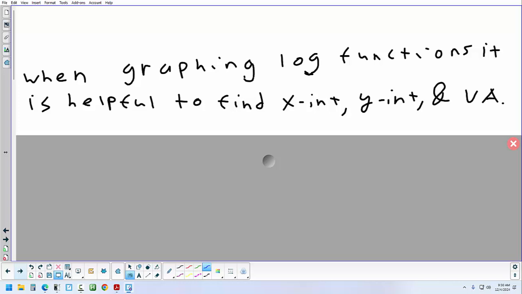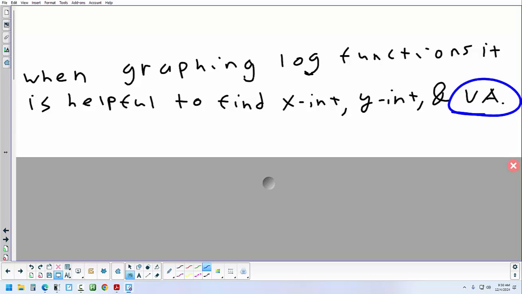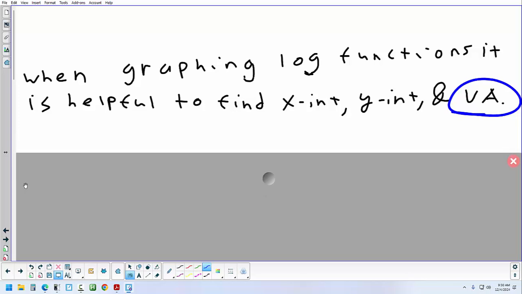But that's probably the most important thing we have to find when we're graphing, because once you know your vertical asymptote, then you have a line that the graph is going to bend away from. Whether it's going to bend away to the right or to the left, we don't know. It depends if you flip it or not. But at least you have a line that it's going to bend away from. So you definitely want to find the vertical asymptote.